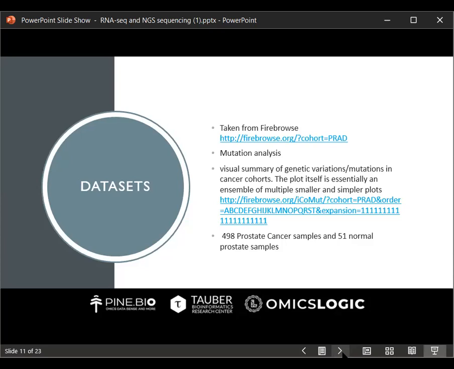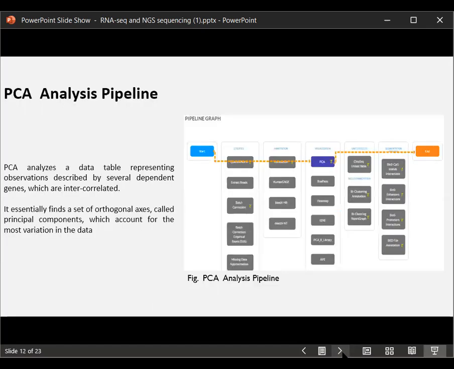So first of all, we have to understand that we took the data from the Firebrowse data cohort. The prostate cancer cohort was taken. We collected the clinical data and the RSEM normalized values that were present. And the total samples were 498 prostate cancer samples and 51 normal prostate samples were taken.